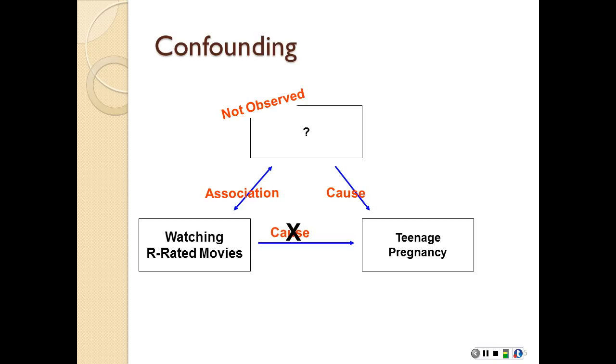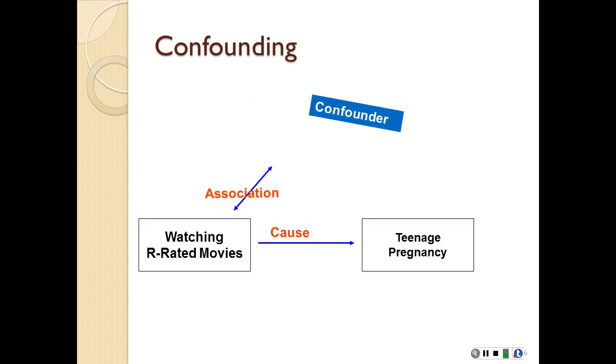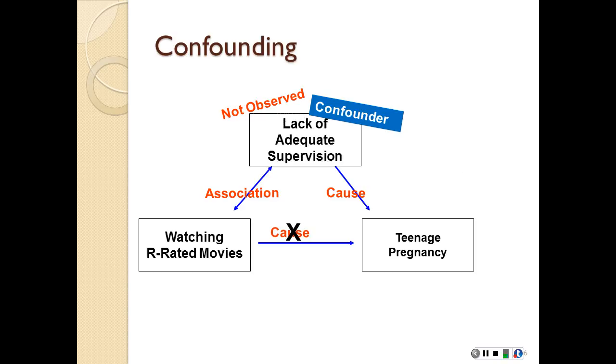Alright, so that is what we're talking about when we talk about confounders. So lack of adequate supervision might be a confounder in this relationship. But remember, there's three criteria for something to be a confounder. It has to be associated with the exposure, it has to be associated with the outcome, and it cannot be in the causal pathway.